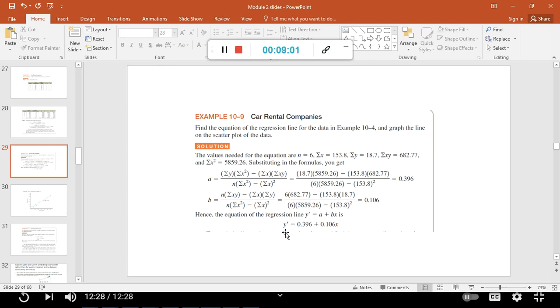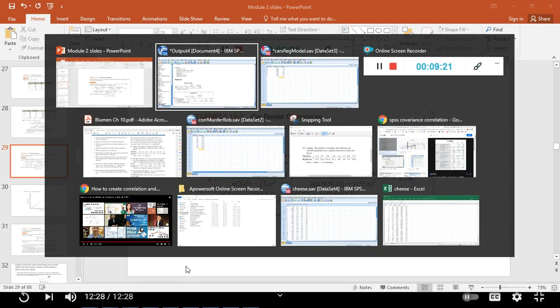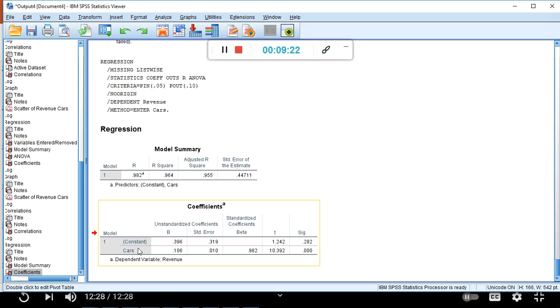So this right here is how you would create your model. You would do y prime, and that's revenue. I actually prefer models written with the variables rather than x and y. So this is revenue equals 0.396 plus 0.106 times the cars, which is the x. And you can see in SPSS these values here under this unstandardized B. These right here are your main concerns when you do your regression model.